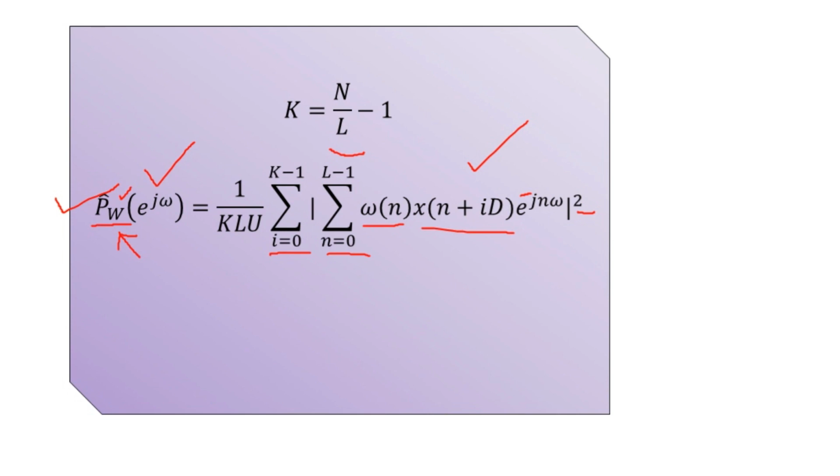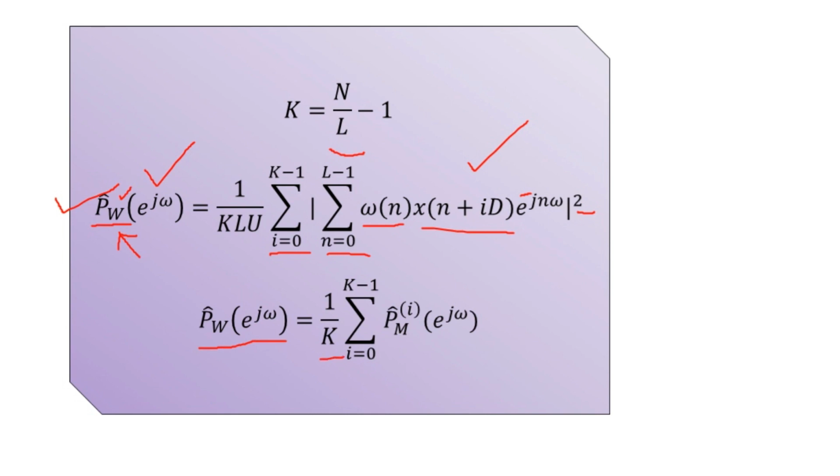Now in terms of the modified periodograms also, we can express the Welch's power spectrum estimation by this formulation. Here we have capital P cap suffix W as a function of e to the power j omega, computed by 1 upon K summation, where the index variable i ranges from 0 to capital K minus 1, and here we have the substitution. This is nothing but the power spectrum estimation from the modified periodogram method, represented as capital P cap suffix M to represent modified periodogram, with the ith value, and it is of course a function of e to the power j omega.